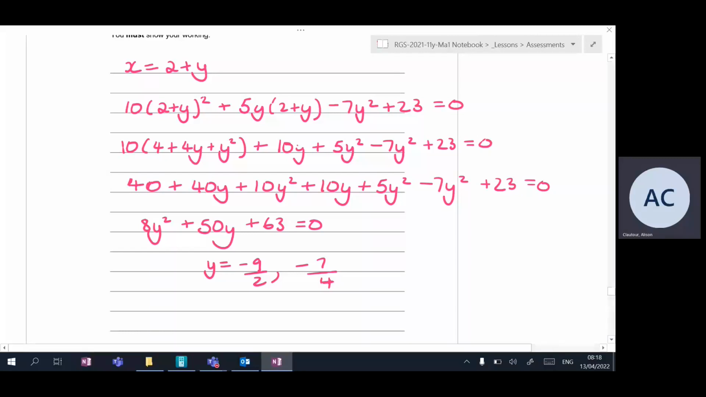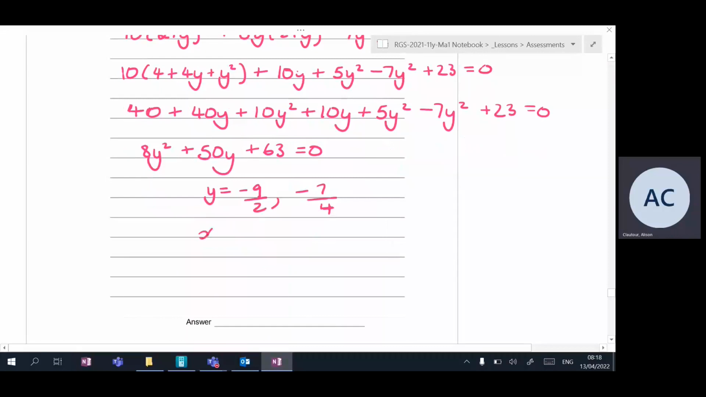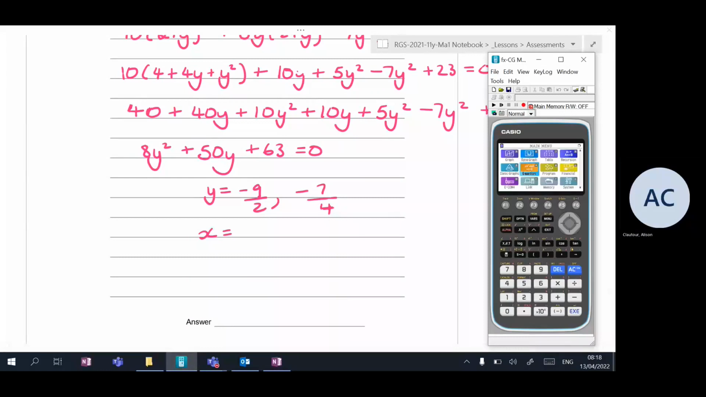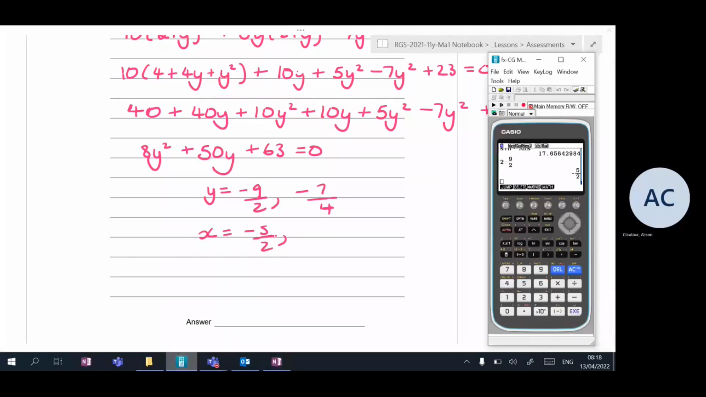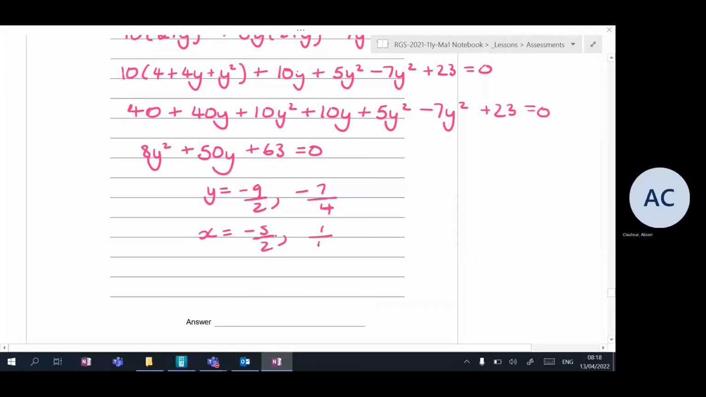Remember, you also have got the x values that correspond to that. So x was 2 plus y. Okay, so we just want to add 2 to both those answers. So we've got minus 5 over 2. Okay, so they are your 4 answers.